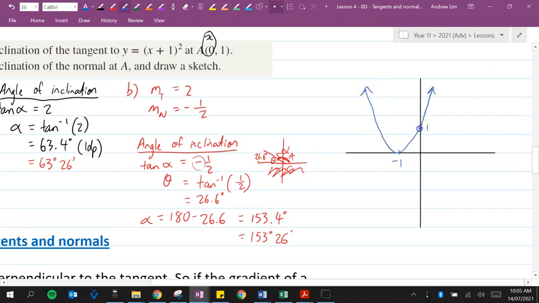Okay, so here's A, right? It says (0, 1). So the tangent at that, I'll just draw it in like that. That's our tangent. And our normal is at a 90 degree angle. That's a normal.